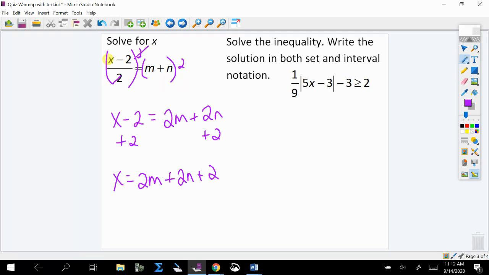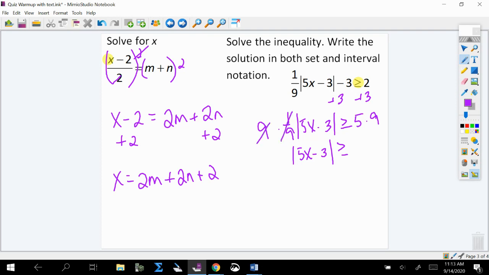Next one, now we're jumping back to the end of the topic when we did absolute value inequalities. This is a greater than sign, so I know I need to make it an or inequality. But first, I need to isolate the absolute value. So I'm going to add 3. So I have 1/9 absolute value of 5x minus 3 is greater than or equal to 5. Multiply by 9. So when I multiply by 9, that gets rid of the 1/9. And on this side, I have a 45.